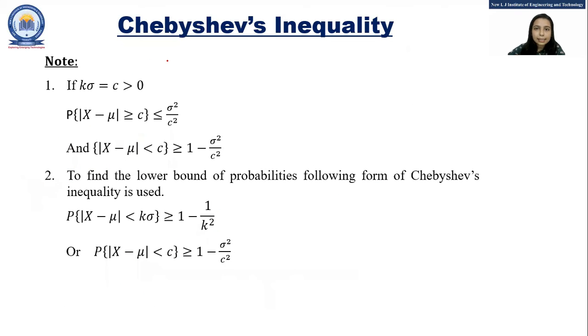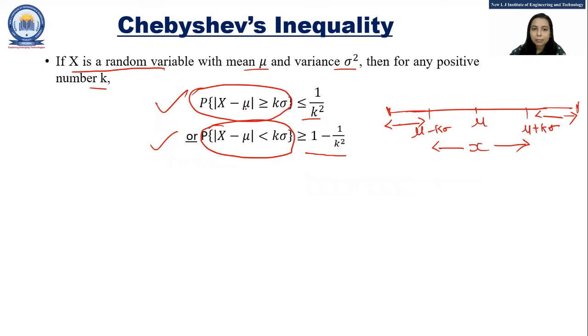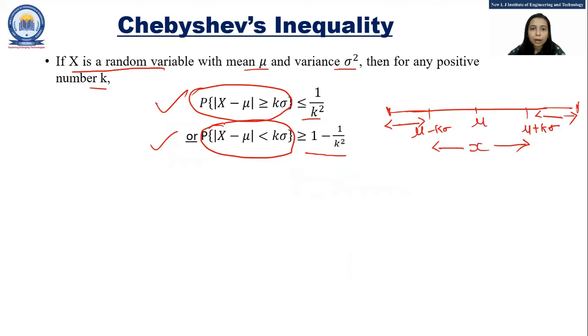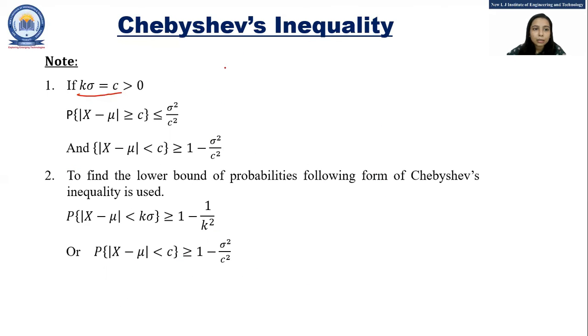So now let's see some notes. If k sigma is c and that is greater than 0, so instead of k sigma, if we put c over here, p of mod x minus mu greater than or equal to c is less than or equal to 1 upon k square. But since k sigma is equal to c, k square into sigma square is equal to c square. So we can write 1 upon k square is equal to sigma square upon c square. From that, the probability of mod x minus mu greater than or equal to c is less than or equal to sigma square upon c square. And similarly, the probability of mod x minus mu less than c is greater than or equal to 1 minus sigma square upon c square.